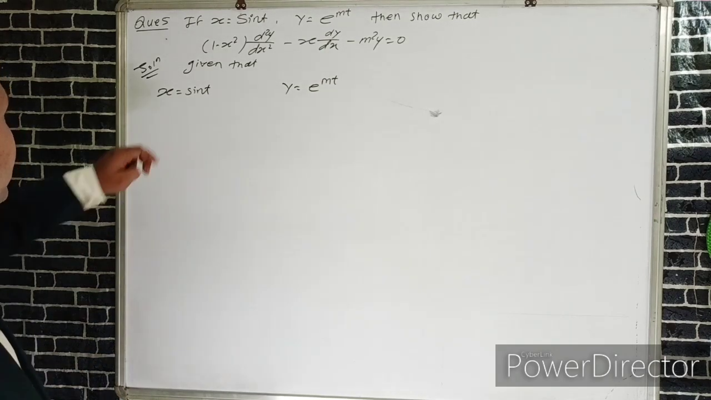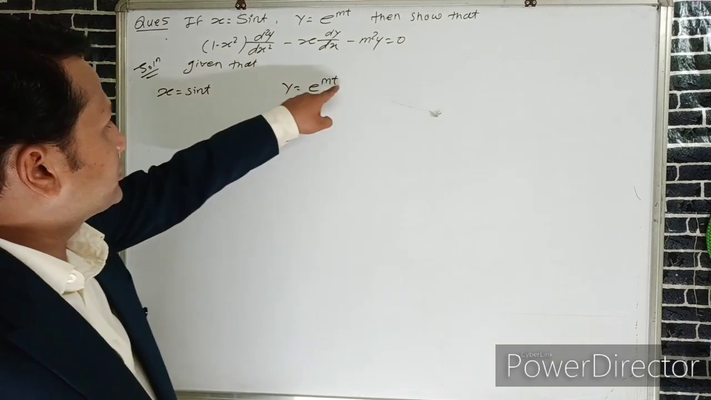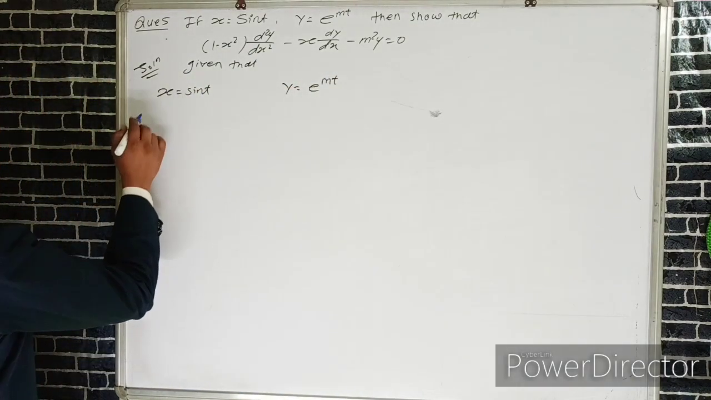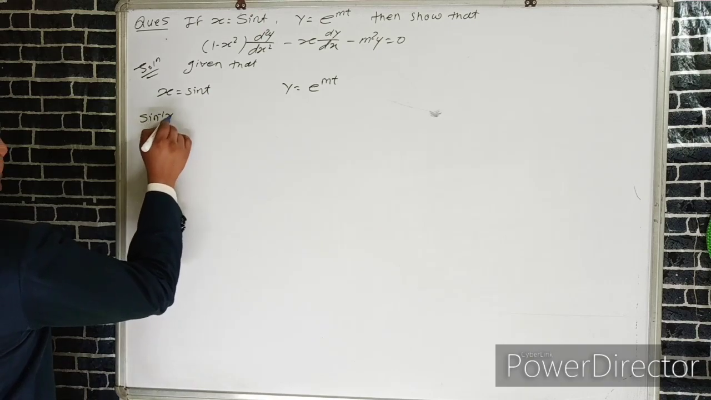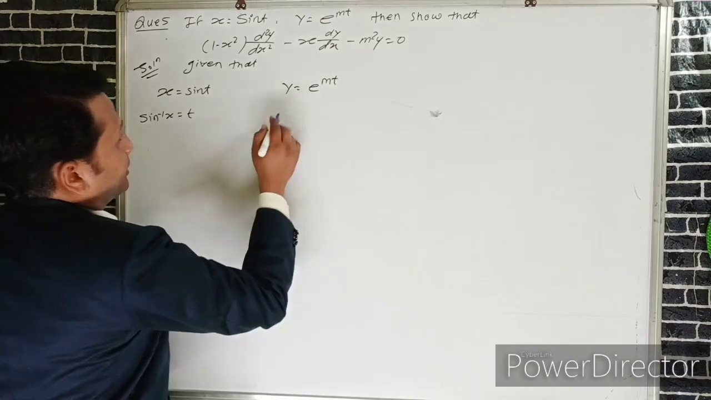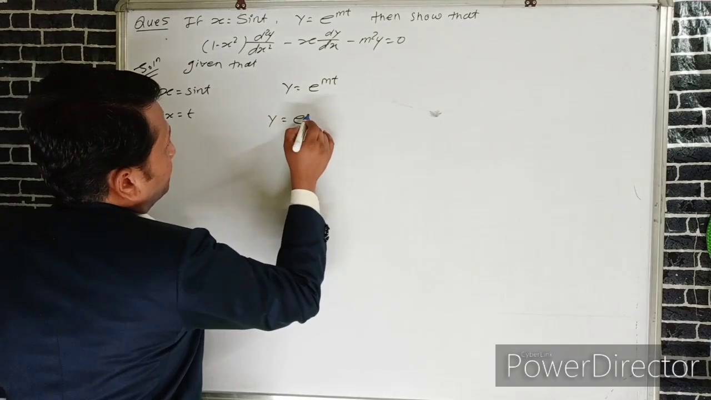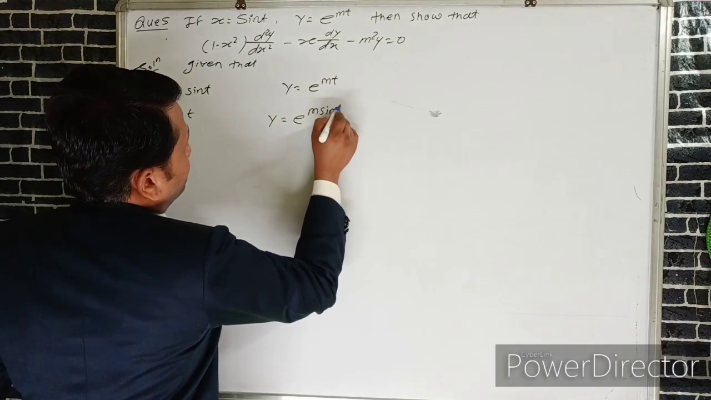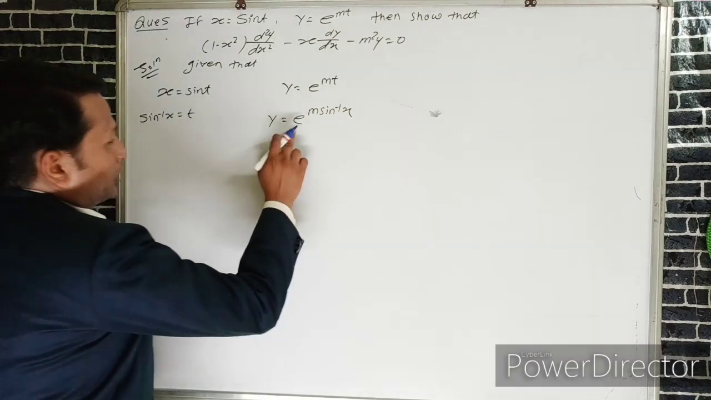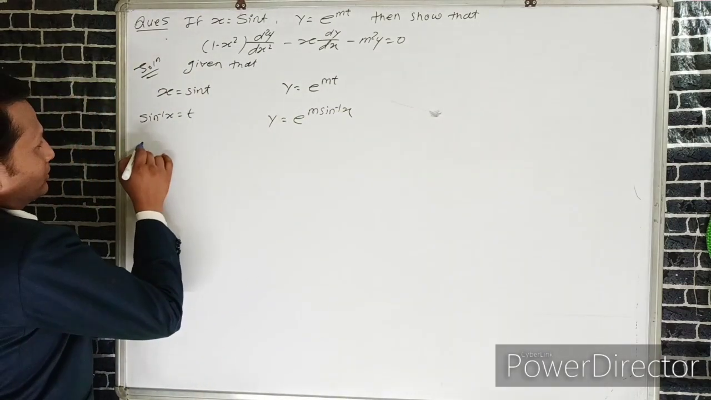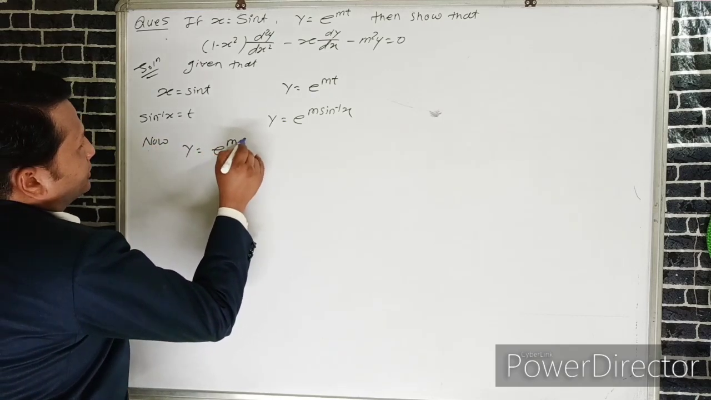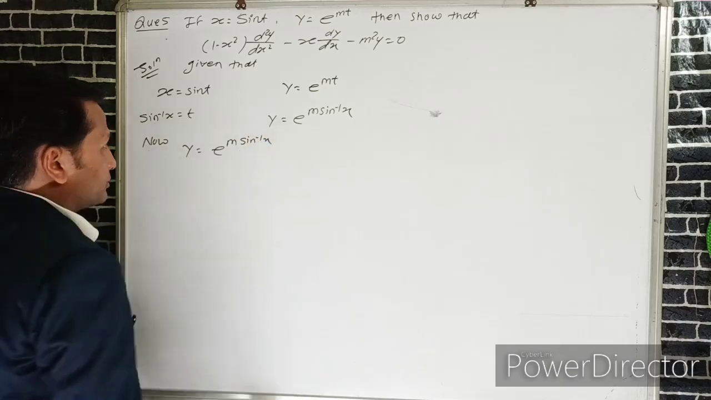So if we calculate the value of t and substitute it here, on the left side we can write sin inverse x is equal to t, and if we substitute the value of t here, we can write y is equal to e raised to the power m into sin inverse of x. So we continue this. Now y is equal to e raised to the power m sin inverse x.